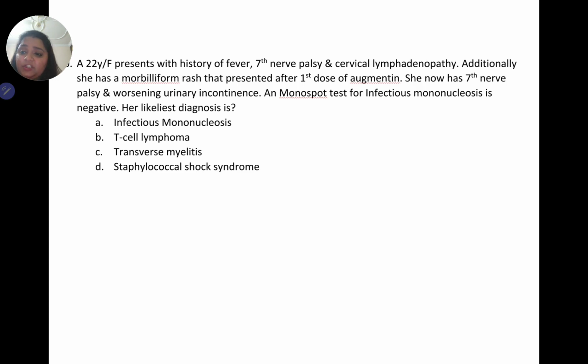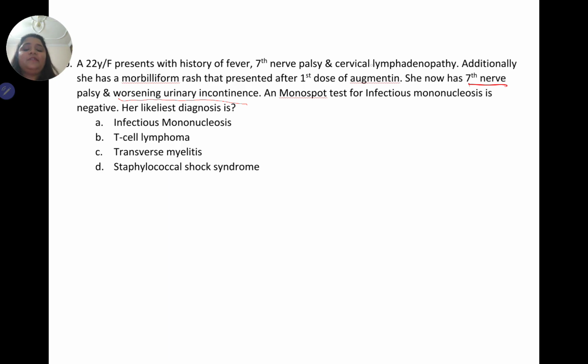Next question, a 22-year-old presents with history of fever, seventh nerve palsy and cervical lymphadenopathy. Additionally, she has a morbilliform rash that presented after first dose of Augmentin. She has seventh nerve palsy and worsening urinary incontinence. A monospot test for infectious mononucleosis is negative. So what is her likely diagnosis?